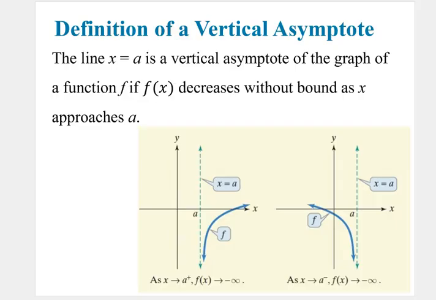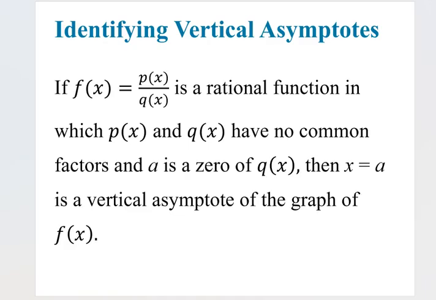So you can use all that arrow notation that we discussed in a previous video to help you with those definitions. So how do we identify them when we are given a function? If you are given this function p of x over q of x, and they have no common factors, that's the most important thing. If they don't have any common factors that you can divide out, then all you have to do is find the zeros of the denominator. And each of those zeros will be a vertical asymptote. You could have 1, you could have 2, you could have 3, it just depends on what your denominator is. So let's go through a couple of examples and we will identify those vertical asymptotes.